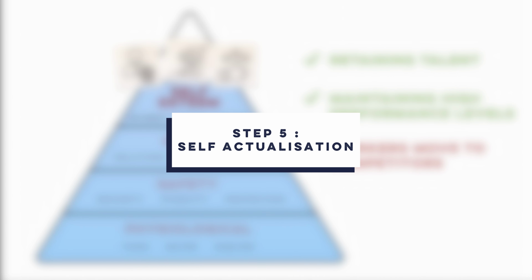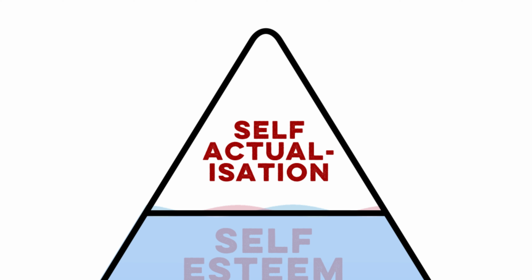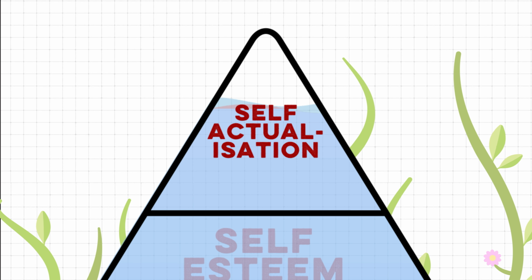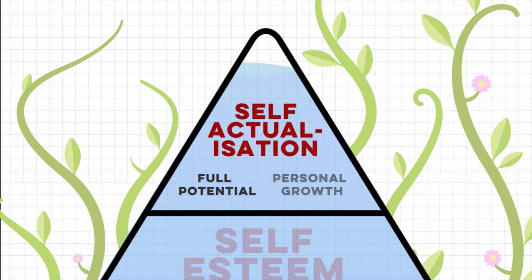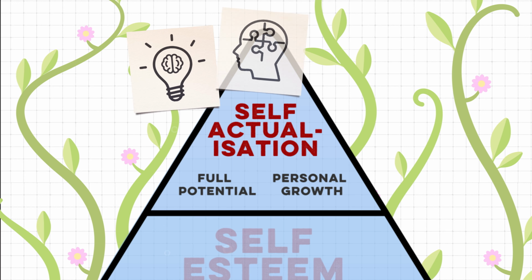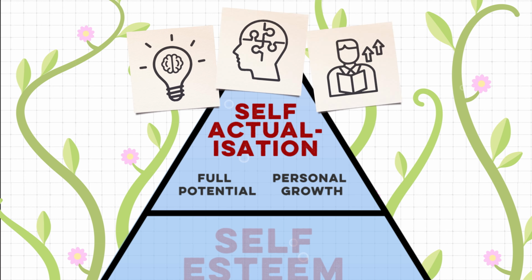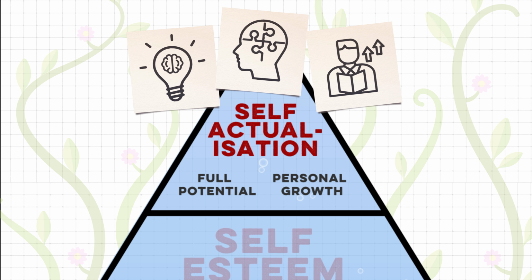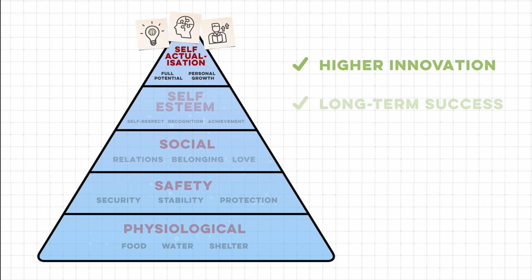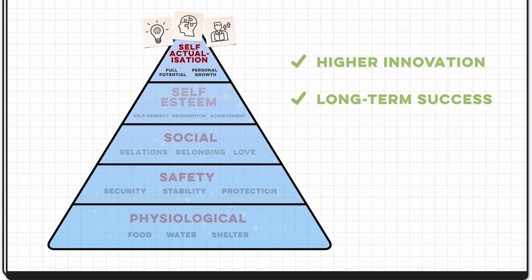Step 5 is self-actualization needs. Self-actualization is the desire to achieve and realize one's full potential and pursue personal growth. In a business setting, this involves offering employees opportunities for creativity, problem solving, and professional development. Encouraging innovation and continuous learning helps employees reach self-actualization. Investing in employee development can lead to higher innovation and long-term success.